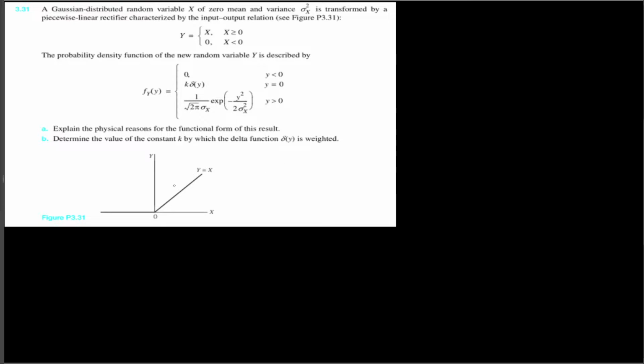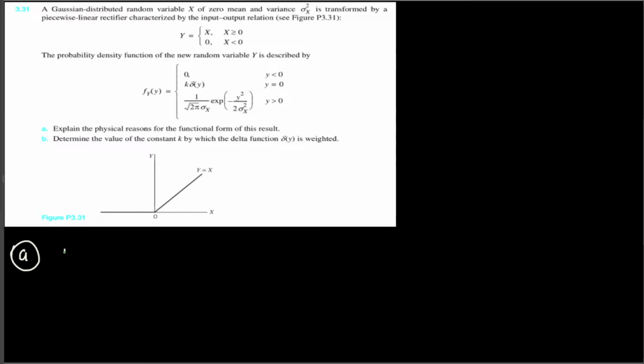So first, we are doing part A. If you look at the graph, it starts at 0 and goes with a slope of 1, because y is equal to x. If x is 1, y is also 1, and if x is 2, y is 2, so it has a slope of 1. And y is 0 when x is 0, and also when x is less than 0, y is 0 as well. Okay, based on that we can write this statement.